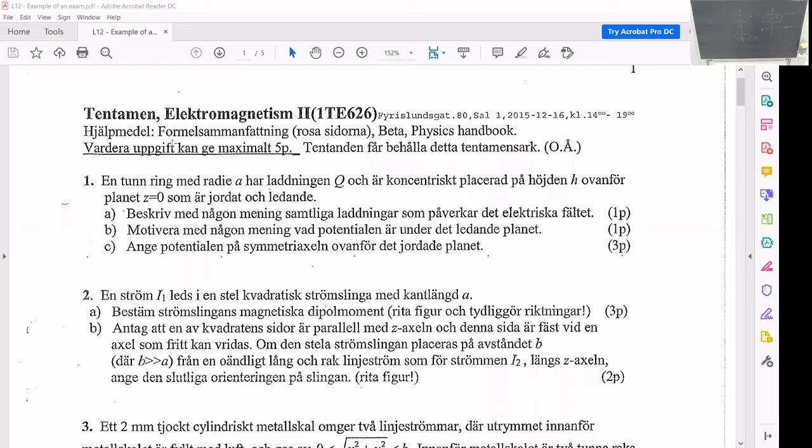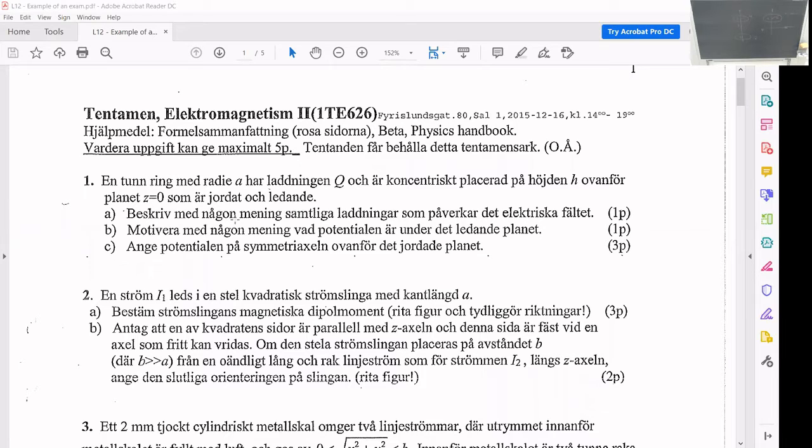So here is the first problem. There is given a thin ring with radius a with a charge q placed at the height h above the plane z equals 0, which is grounded and conductive. So first, it needs to describe the charges which affect the electric field.